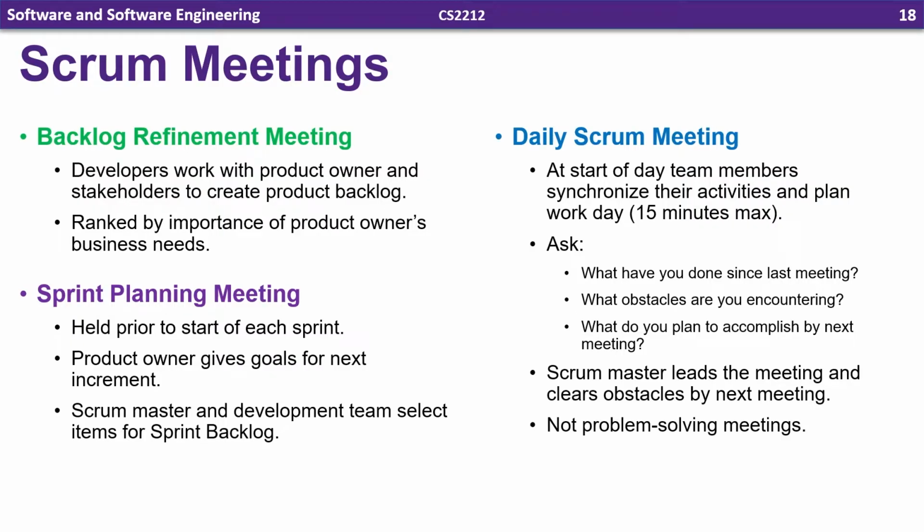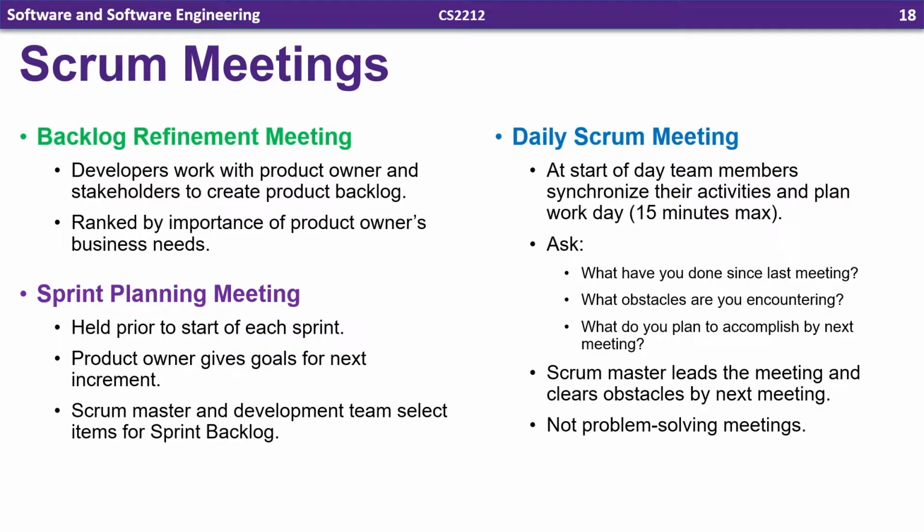The next meeting is the sprint planning meeting. This one is held prior to starting a sprint. The idea here is that the product owner is going to give the team goals for the next increment, and the Scrum Master and the development team select items from the product backlog to add to the sprint backlog. Remember, that's what they're going to be working on in that sprint, and it's frozen once that sprint starts, so you can't make any changes to that backlog until the sprint is done or canceled.